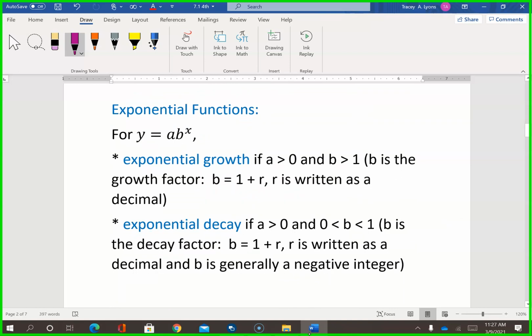So if it's an exponential growth question, a is going to be bigger than 0, so a is going to be a positive number. B is going to be bigger than 1. And then they talk about the growth factor. So it is getting bigger exponentially, and that's kind of what the growth factor is. Your B is going to be 1 plus r, and it's going to be written like a decimal. So how fast does it grow? Like, is it 5%? Is it 9%? Whatever.